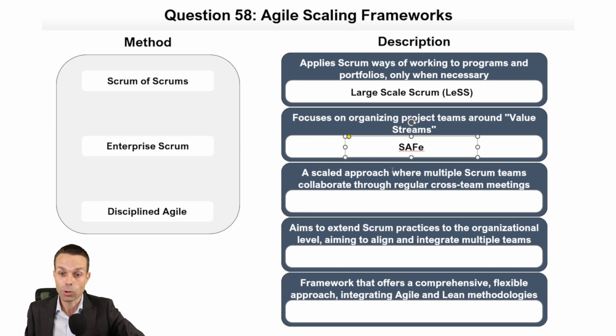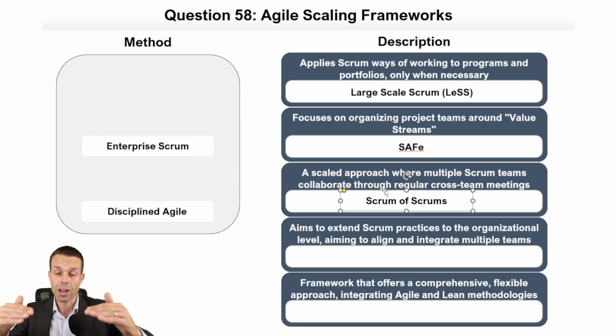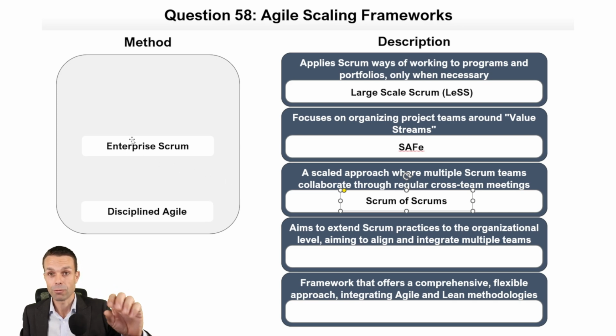A scaled approach where multiple Scrum teams collaborate through cross-team meetings, I'm not sure about that, we've got a few others, aims to extend the Scrum practices to the organizational level. Okay, between these two, I think Scrum of Scrums is just having Scrum like a program at a portfolio level. So at a team, program, and portfolio level, basically more Scrums across more teams with a person representing the project team at a program level, for example.